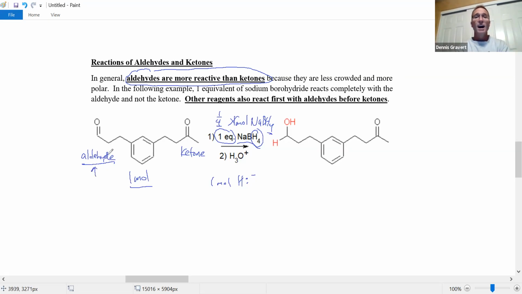Sweet. Sodium borohydride is not the only reagent. Other reagents also react first with aldehydes. Aldehydes are just more reactive. Cool.